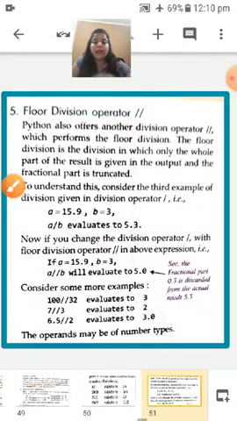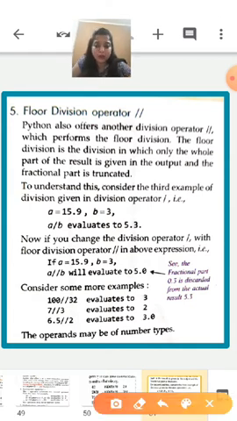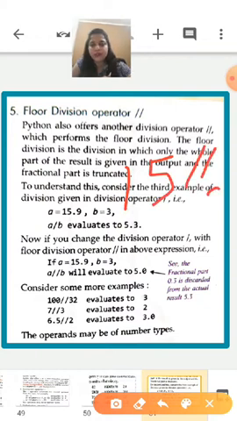Okay, now let's move to the next type of operator, that is the floor division operator. So this operator is a little bit different, children. What is the meaning of that? In this you will get only the whole value. For example, see, if you are dividing 15 floor division by 2, now 15 is not a multiple of 2, definitely you will get a remainder.